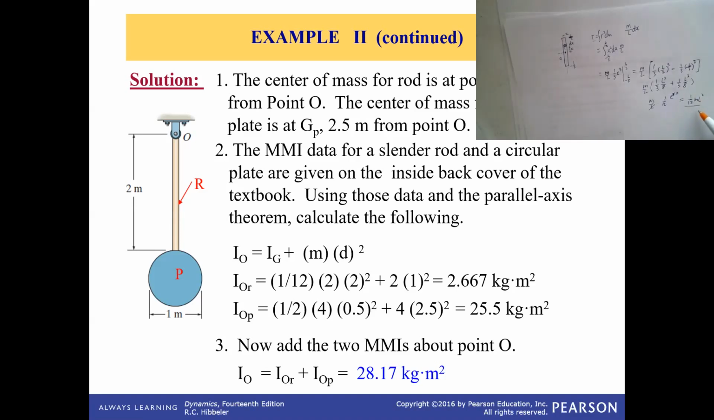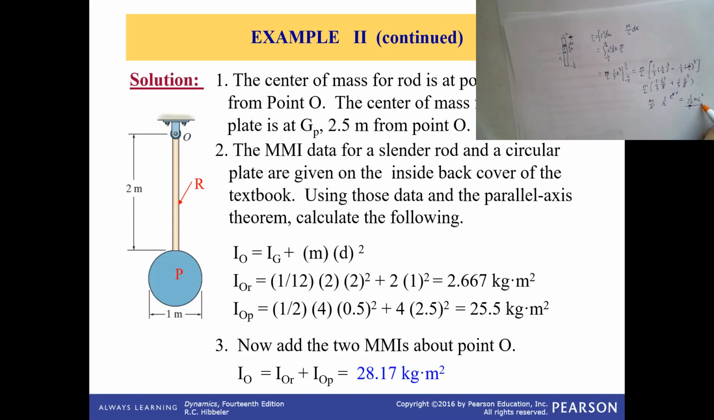So this is where this term here comes from, the 1/12 on the PowerPoint. It comes from here: 1/12, m is 2, the length of the rod is 2. Plus 2 times md squared.